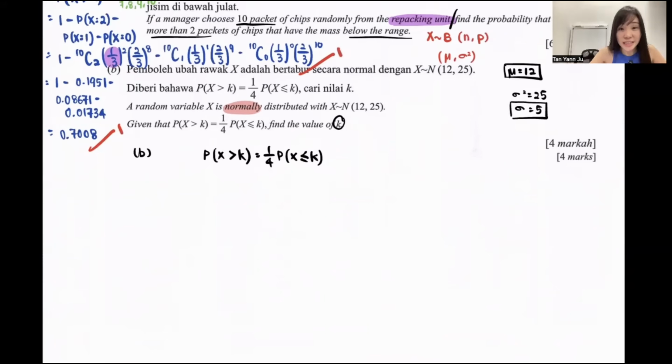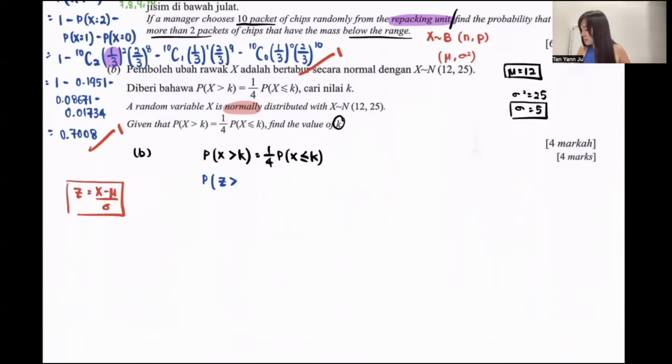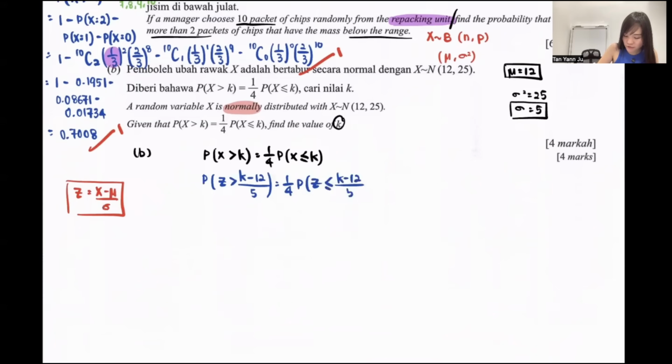These questions, inside is what? The Z. So is it a Z now? No, it's an X. So my first job is I will change the X to Z. I hope you all remember the formula. Z equals X minus mean divided by standard deviation. Remember, this formula is provided. So now we take X, K minus the mean 12 divided by standard deviation 5. Same for this one. Change it. By the way, when you change it to Z, write Z. So minus 12 divided by 5.